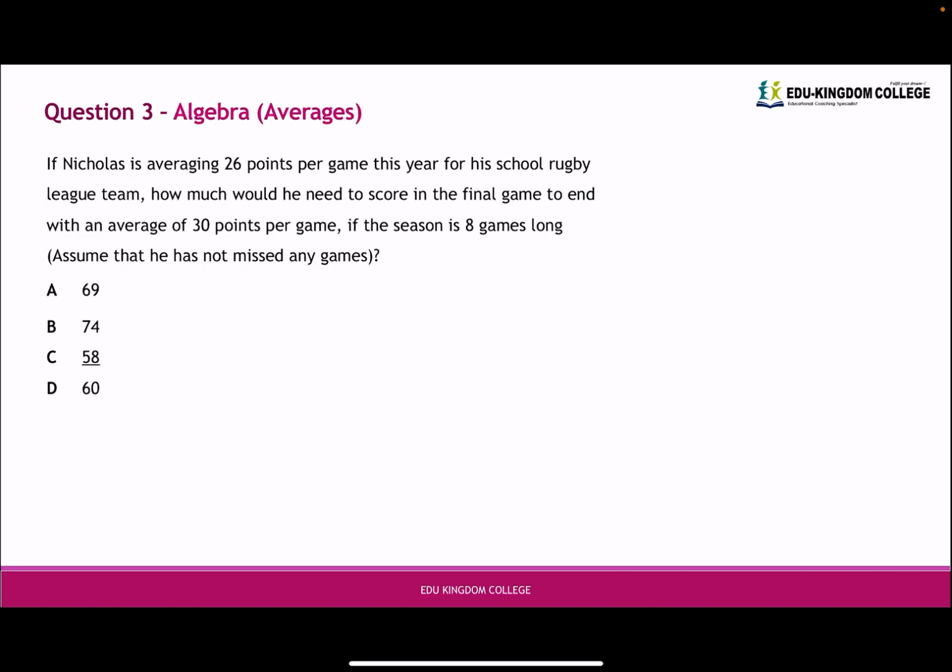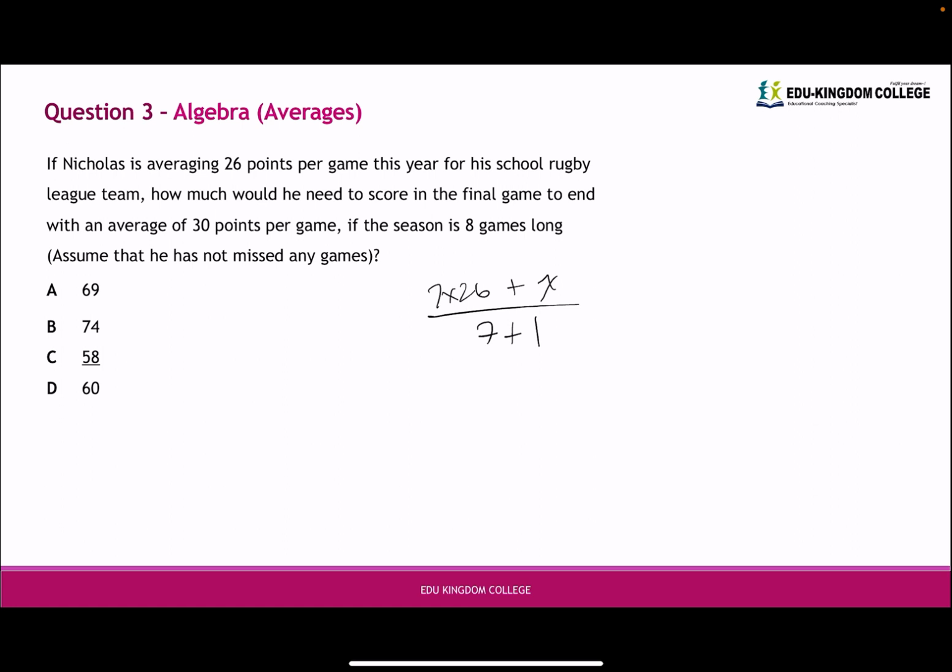Question 3 is an average question. So Nicholas plays rugby, has played 7 games so far with an average of 26 scores in each game. What he needs to do is play one last game and try to increase his average to 30. We don't know what his score is going to be, we're trying to find that in his final game.